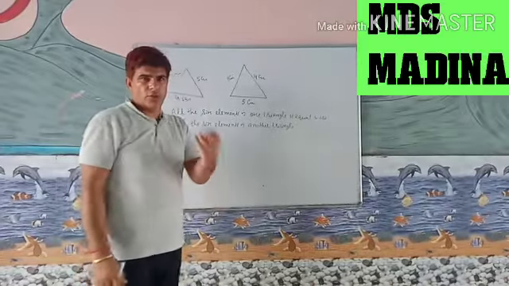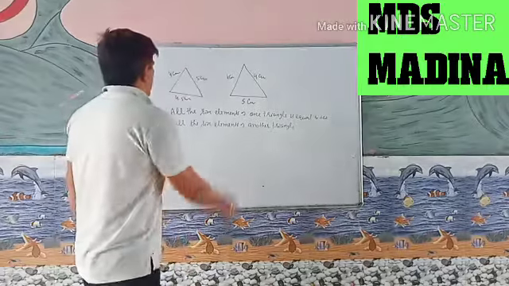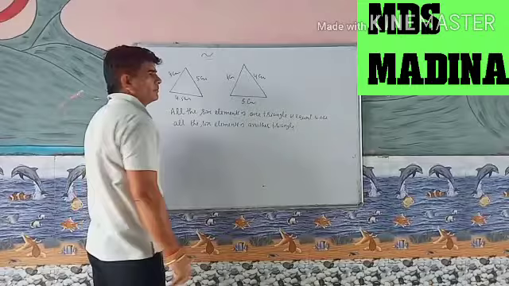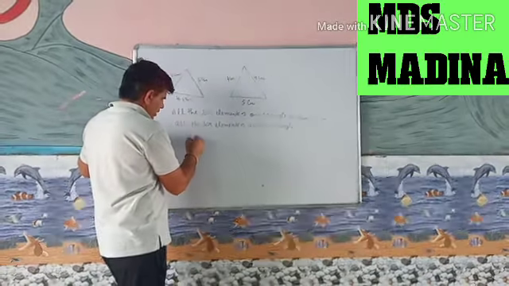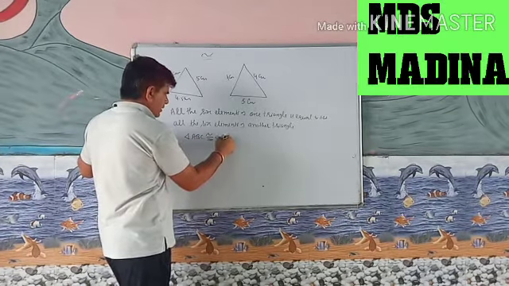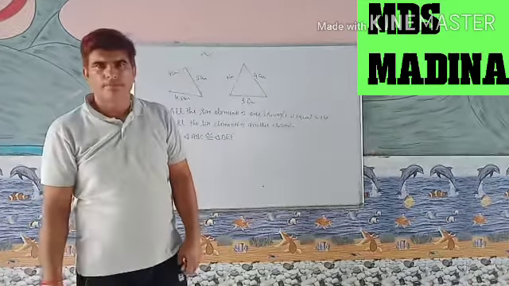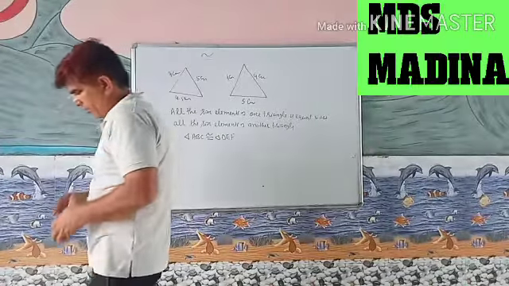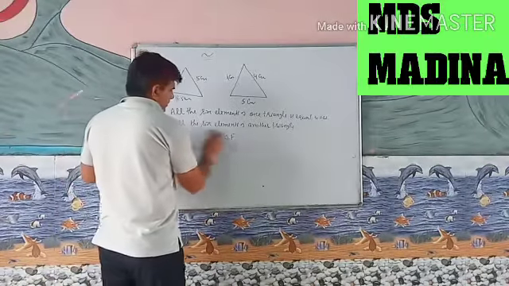Six elements, you understood, three sides and three angles. And the symbol of congruence is this. You can write, and we are writing also, triangle ABC is congruent to triangle DEF. Understood? I am giving more examples also. Let us start our topic.